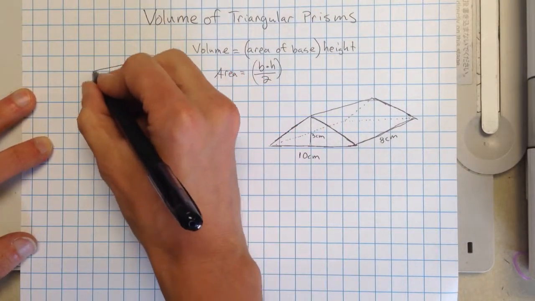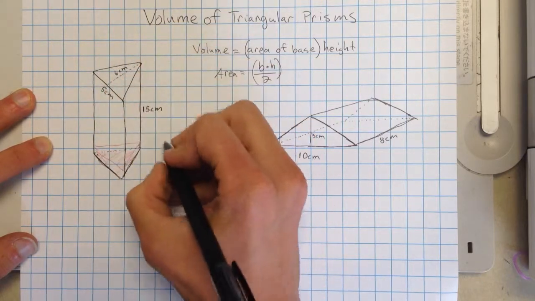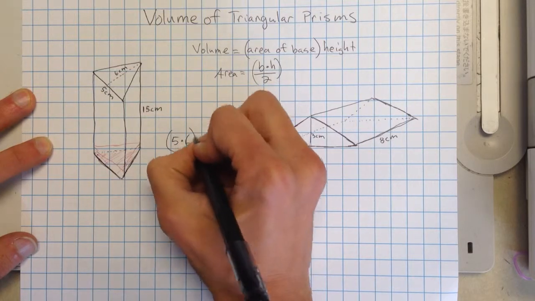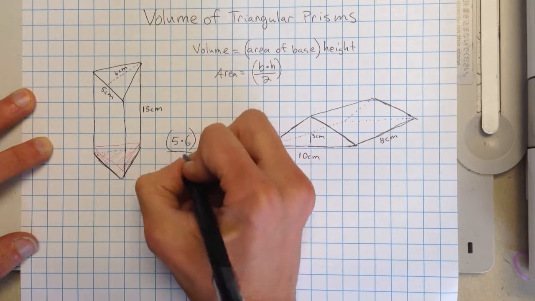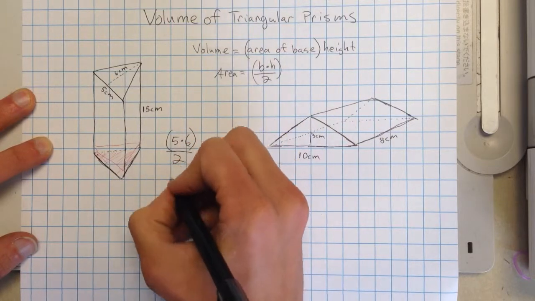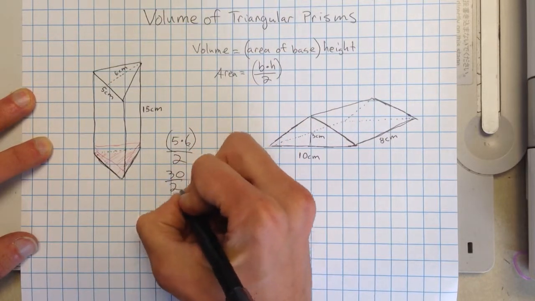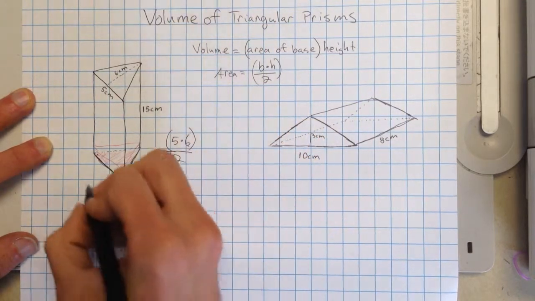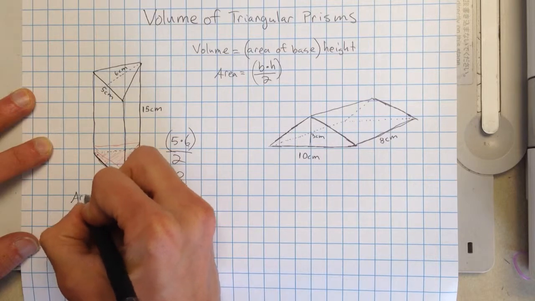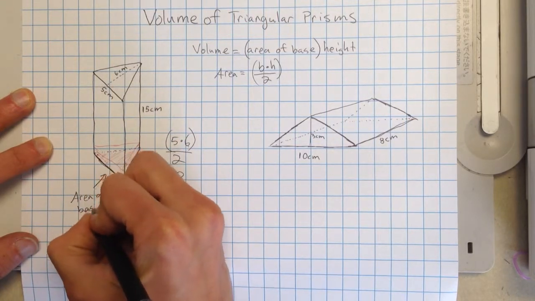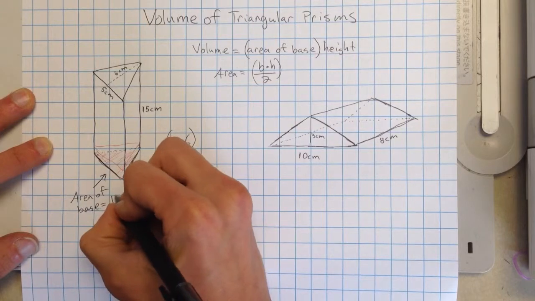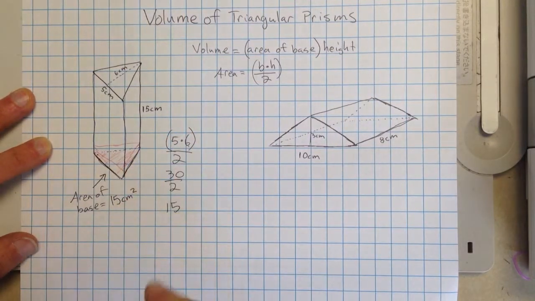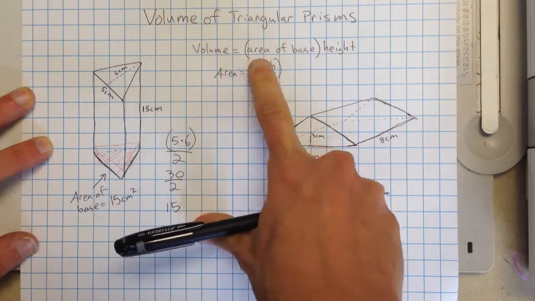So I'm going to find the area of that. The base of that triangle is 5. The height of it is 6. So I'm going to do 5 times 6, and then I would have to divide that by 2. Okay. So 5 times 6 would give me 30 divided by 2. I'm just showing my steps. 30 divided by 2 is going to be 15. So I know the area of the base is going to equal 15 centimeters squared.